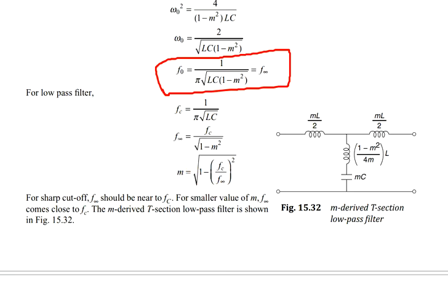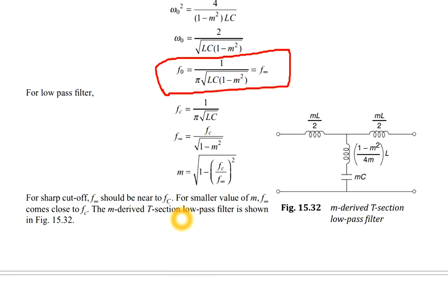So when you decide the f infinity and when you have fc, that is of constant K filter, you can get the m as per your requirement of f infinity and fc. Okay, so for sharp cutoff, f infinity should be near to fc. Yes or no? Because at cutoff frequency the attenuation is going to change in case of low pass filter or even for high pass filter.